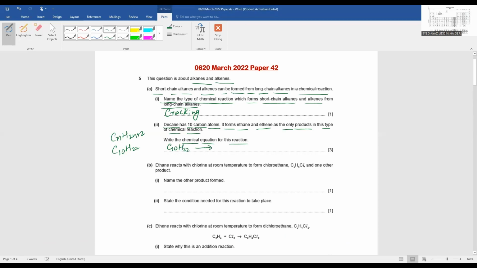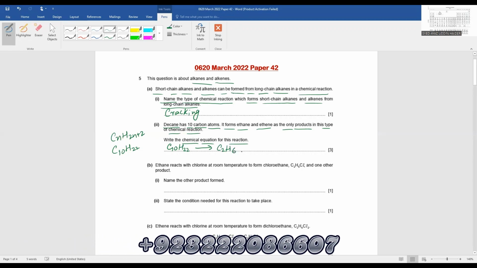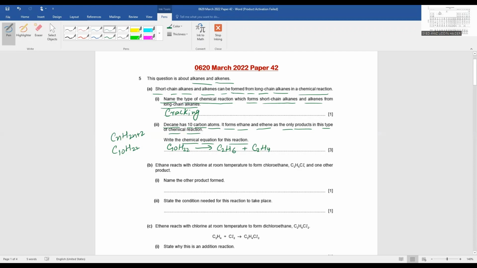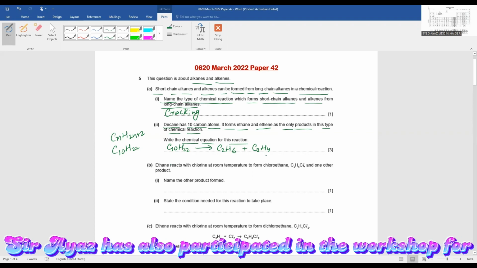We are cracking C10H22. And the products they have mentioned are ethane and ethene. Simply write the formula of ethane and ethene first. The formula of ethane is C2H6. Ethene is C2H4. Now we have to balance this equation. If you look at the reactant decane, C10, we have 10 carbon atoms, and on the product side we are having 4 carbon atoms, so it means we have to add 6 more carbon atoms.